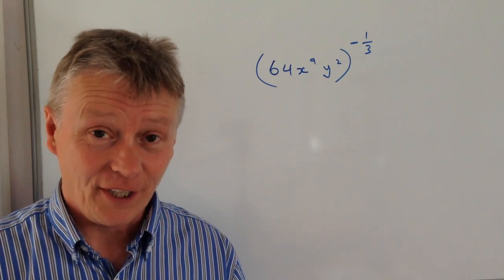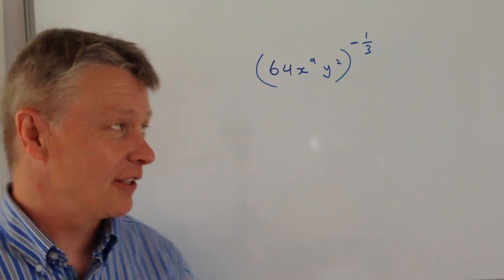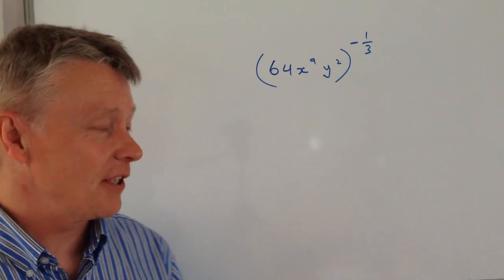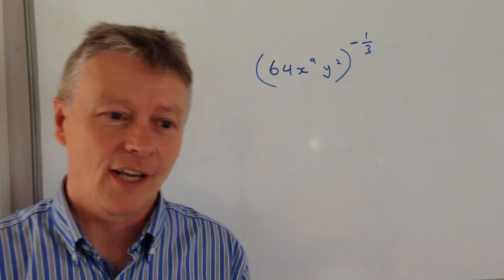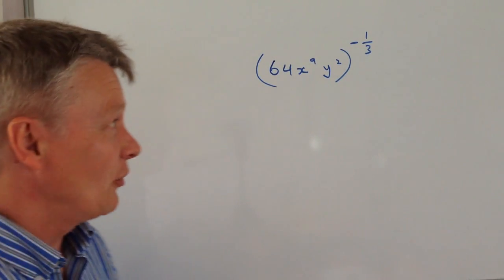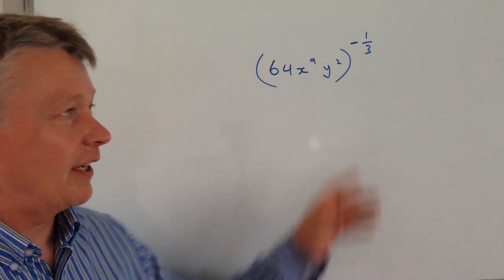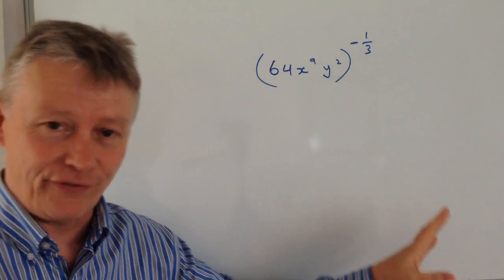Okay, so in this particular video we're going to be asked to simplify algebraic expressions. This one is a little bit more complex, around level 6, maybe level 7 at GCSE Maths. So what we've got here is everything inside the brackets to the power of minus a third.